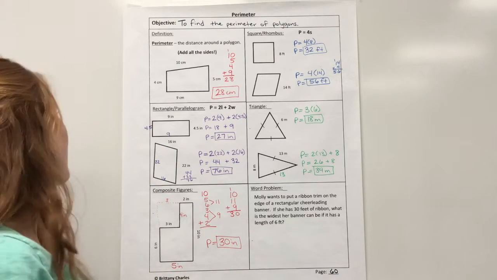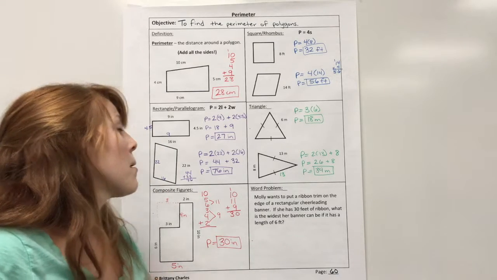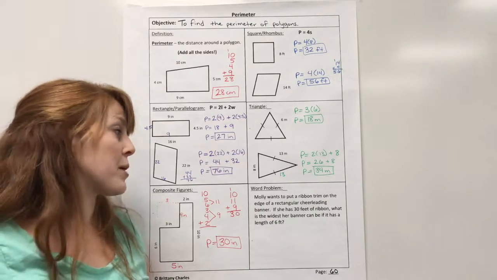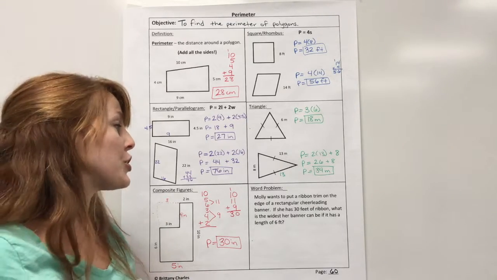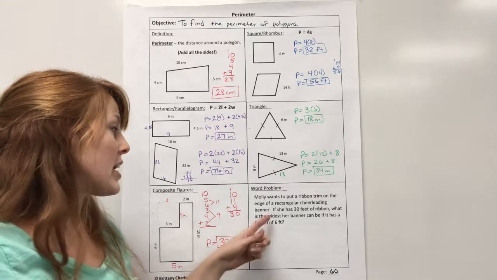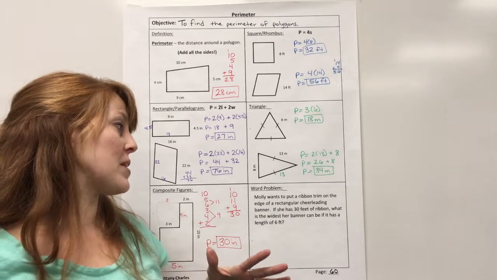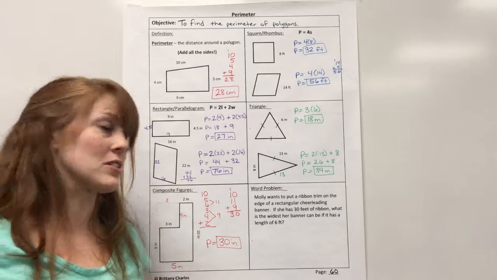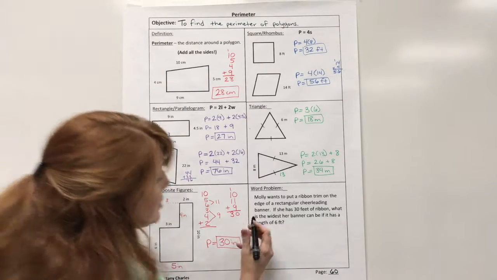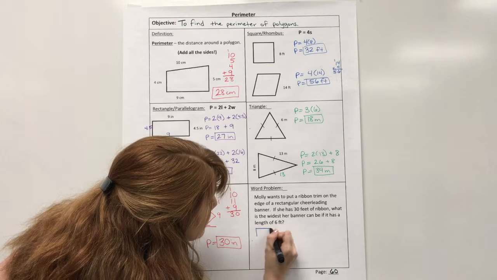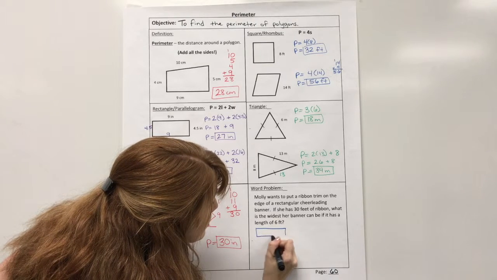Okay, last one. Molly wants to put a ribbon trim on the edge of a rectangular cheerleading banner. If she has 30 feet of ribbon, what is the widest her banner can be if it has a length of 6 feet?